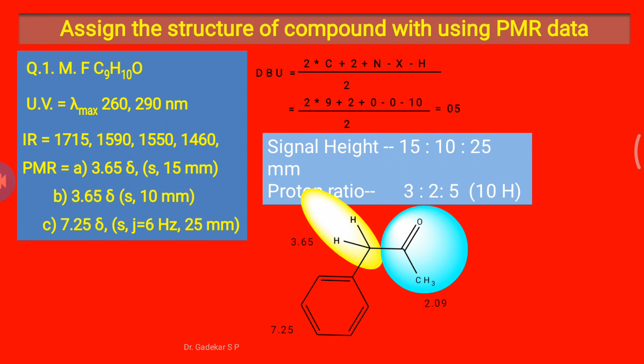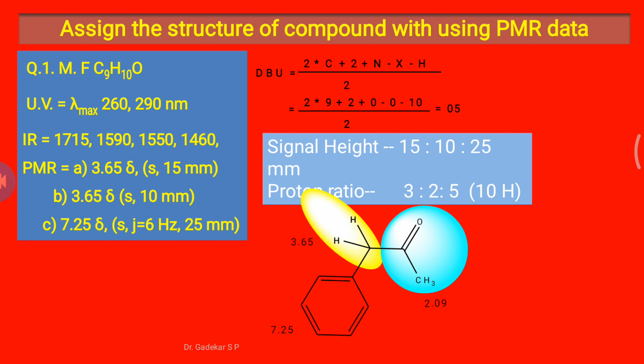First, the molecular formula of the given compound is C9H10O. What is the UV information? UV information: lambda max at 260 and 290 nanometers, which means the compound is conjugated. So next, after the UV region, IR. The IR region gives information about the functional group.